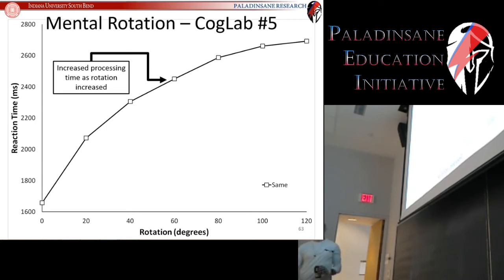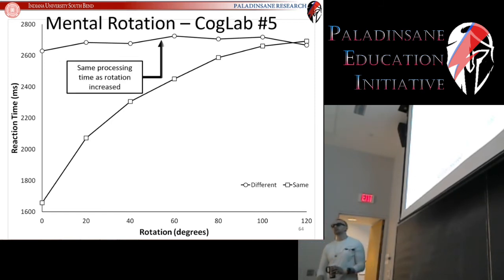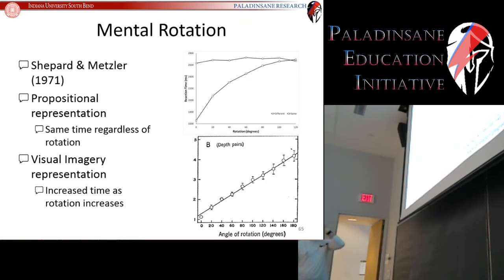And if you take a look at the pairs that did not match up, that's the reaction time for the pairs that did not match. And you found the same processing time regardless of their initial rotation. All right, so that is a little bit different than what we found for the same trials.